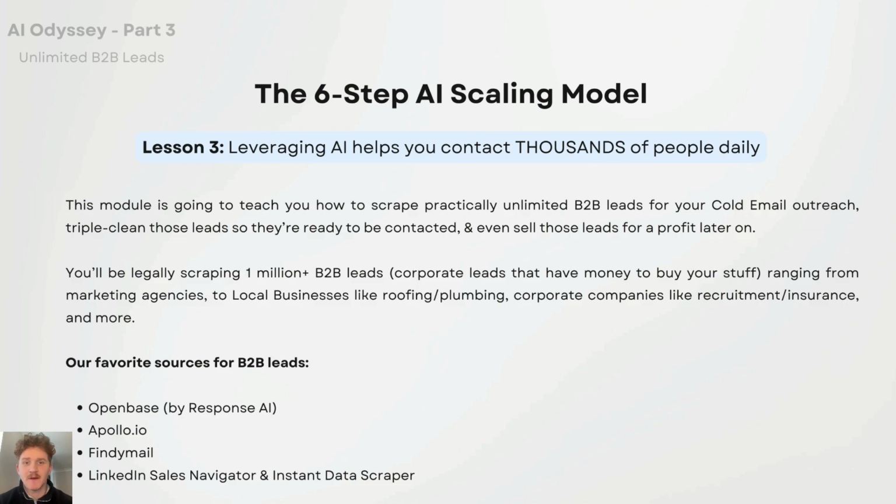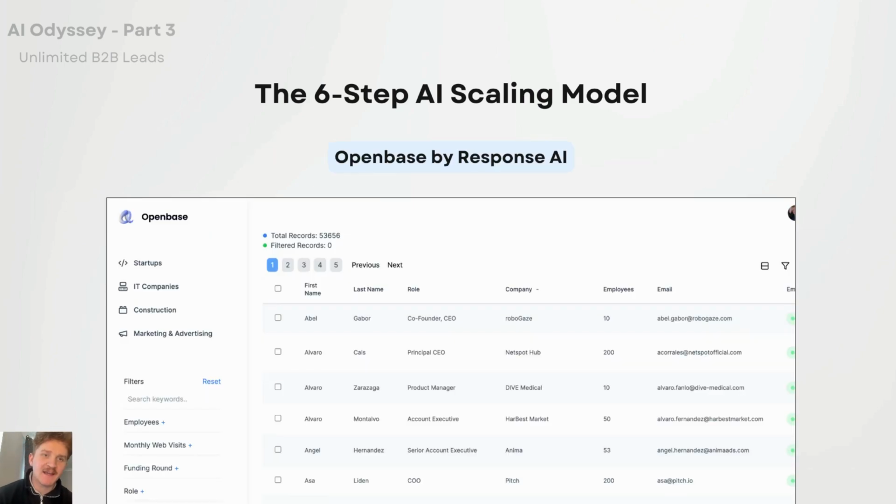And our favorite sources for B2B leads are OpenBase by Response AI, Apollo.io, Find Email, LinkedIn Sales Navigator, and Instant Data Scraper. Now, OpenBase is a small database of double verified leads that Response AI has released in the past 3 months. We don't claim to have tens of millions or even hundreds of millions of leads. We instead have around 3 to 5 million super quality decision maker leads in B2B companies, ranging from industries like IT, software, marketing agencies, fintech startups, e-commerce brands, etc. And all of the leads are double verified every 14 days so that the lists are as clean as they possibly can be.